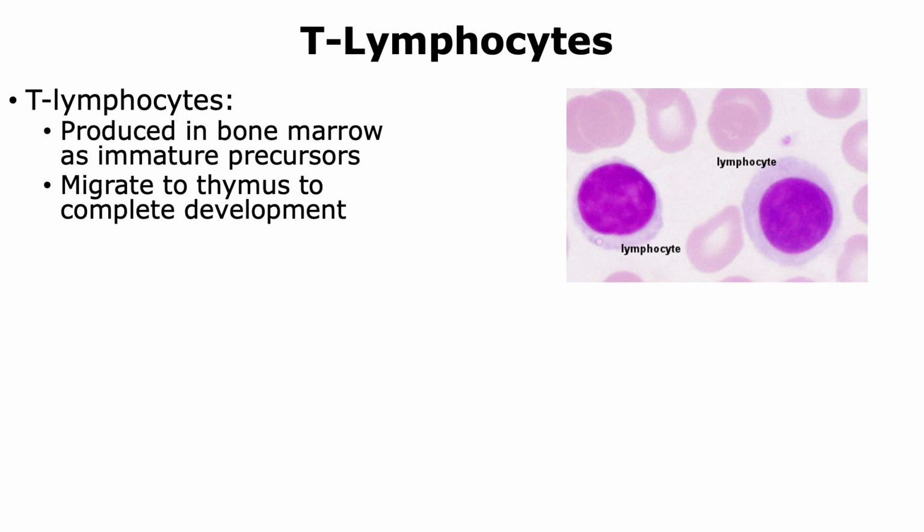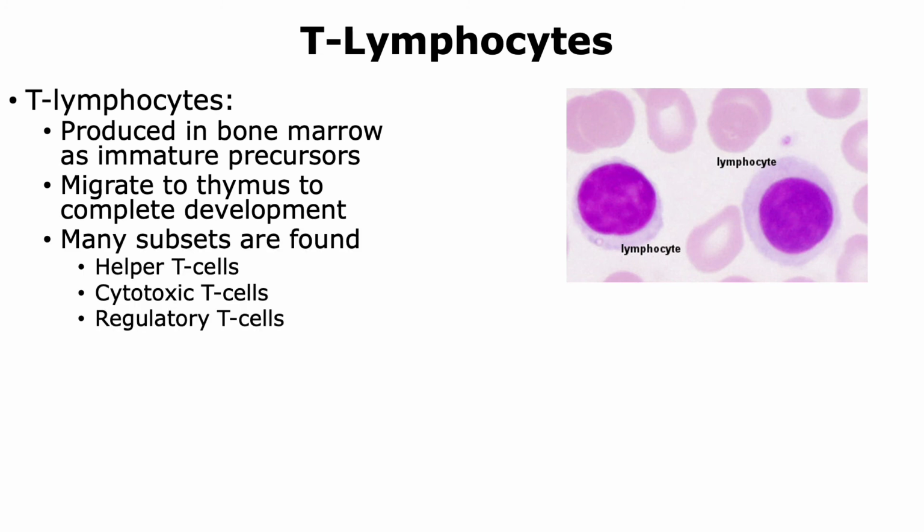Let us now look at the lymphocytes, which play an important role in the adaptive immune responses. There are two types of lymphocytes, and the first one we're going to look at are the T-lymphocytes. T-lymphocytes are produced in the bone marrow, but they leave as immature precursors and migrate to the thymus. In the thymus, they will complete their development. There are many different subsets of T cells, and we're going to be looking at three main categories, which are the helper T cells, the cytotoxic T cells, and the regulatory T cells.